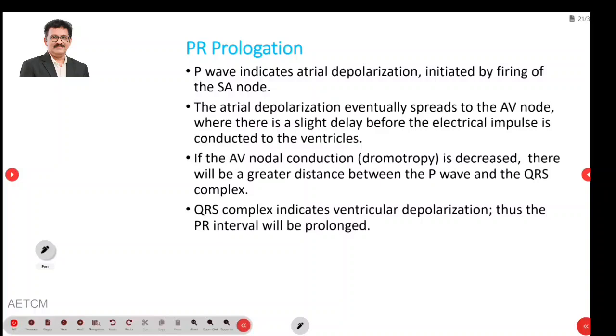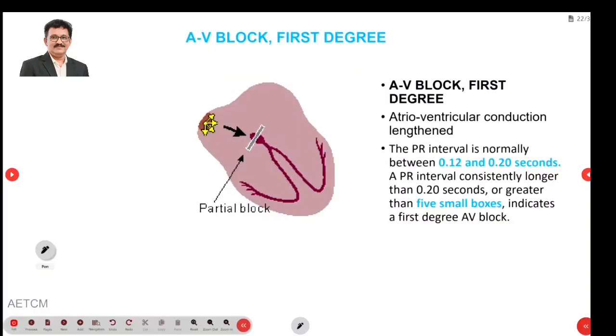PR prolongation is a feature of first degree heart block. These patients will be normal, there will not be any clinical finding, but you try to avoid beta blockers or drugs which can prolong the conduction, that is diltiazem or verapamil. Here you can see AV block first degree, the PR interval is prolonged. So, first degree heart block.